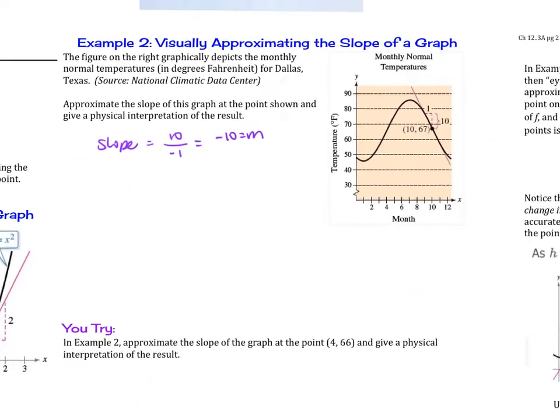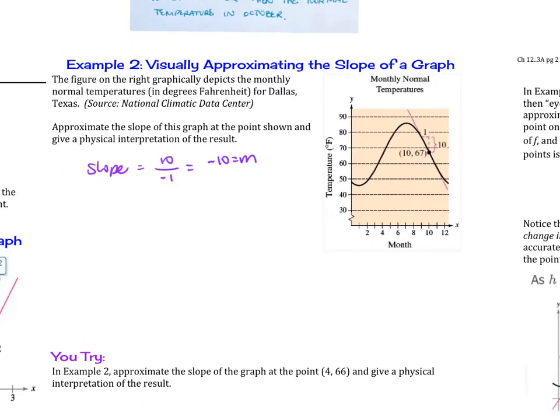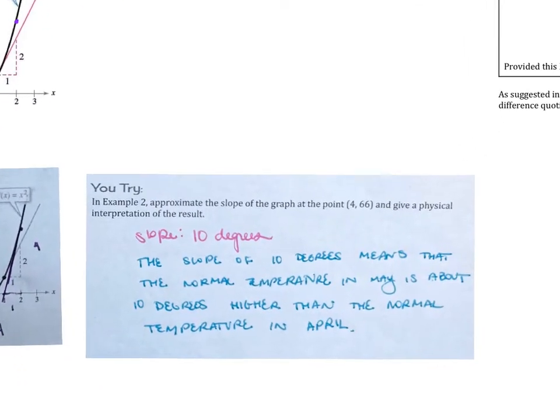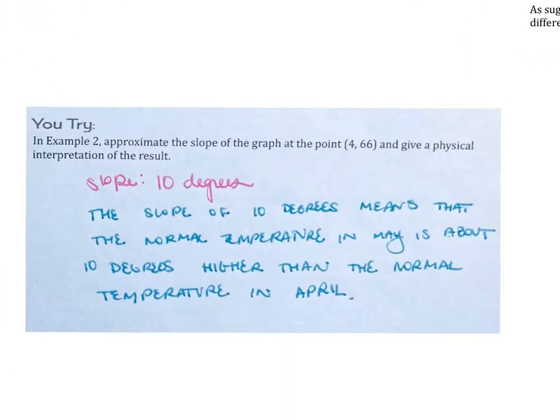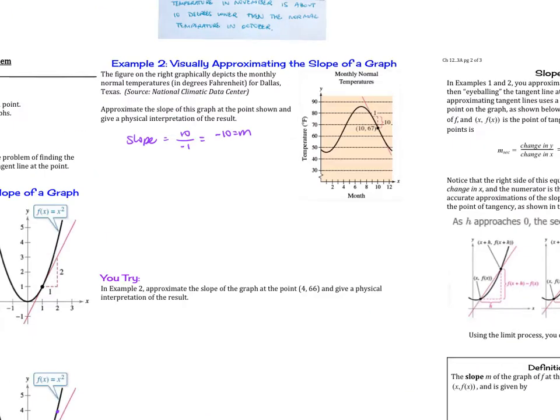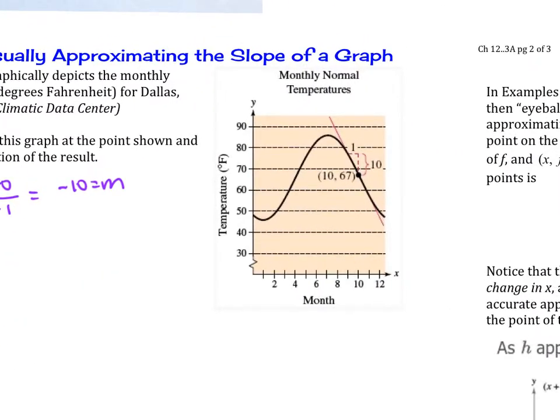So try doing the same thing here. Approximate the slope of the graph at the point (4, 66) and give a physical interpretation of the result. So we're looking at positive 4, so that's April, and at 66 degrees, what is that slope, approximately? So in this one, you would find that the slope is positive 10 degrees. The slope of 10 degrees means that the normal temperature in May, so the month after, is about 10 degrees higher than the normal temperature in April. So looking at this here, this is 4 right here, and then May is here, and so that's about 10 degrees difference.